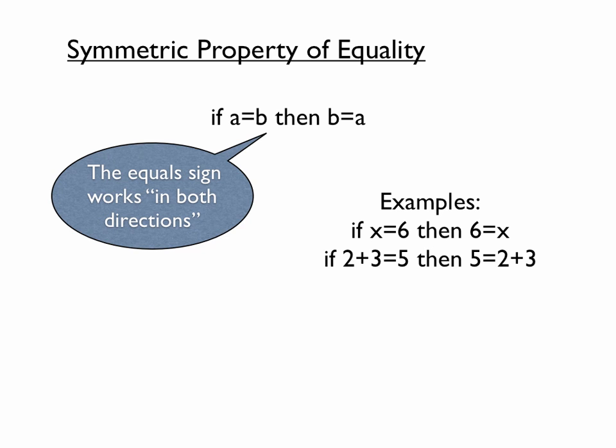Some examples: if x equals 6, then 6 also has to equal x. If 2 plus 3 is equal to 5, then 5 is equal to 2 plus 3. Again, the symmetric property just says we can take an equation and we can flip it around the equal sign, and what we get is a new equation that is also true.